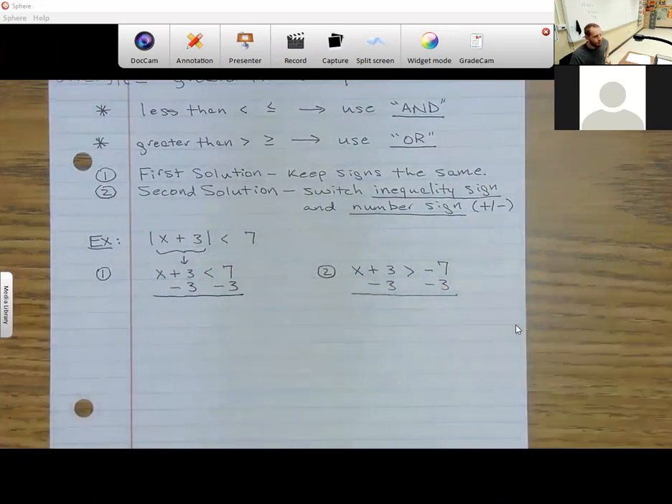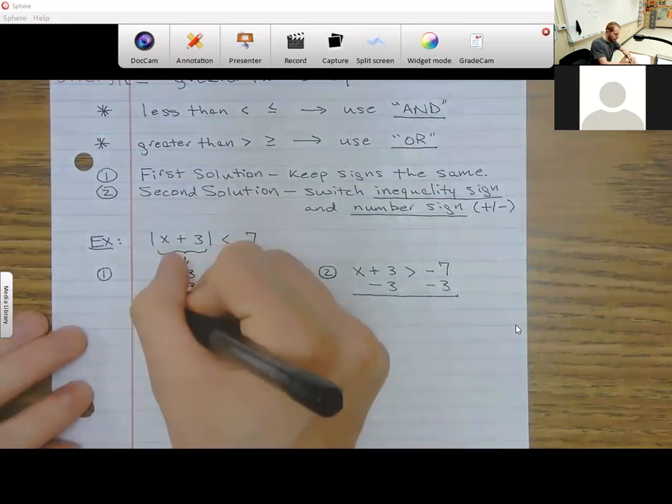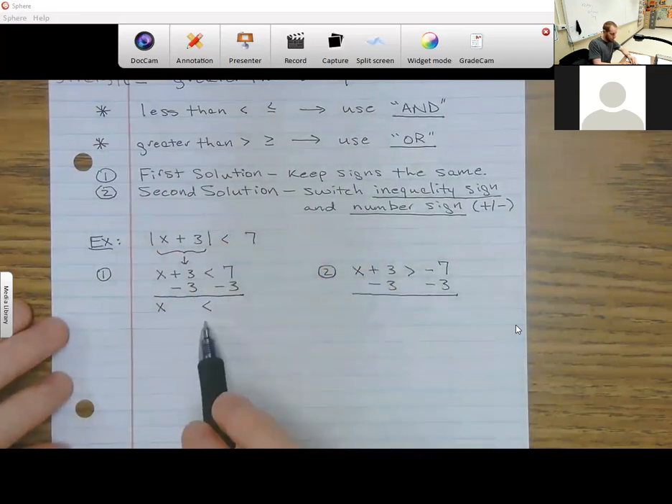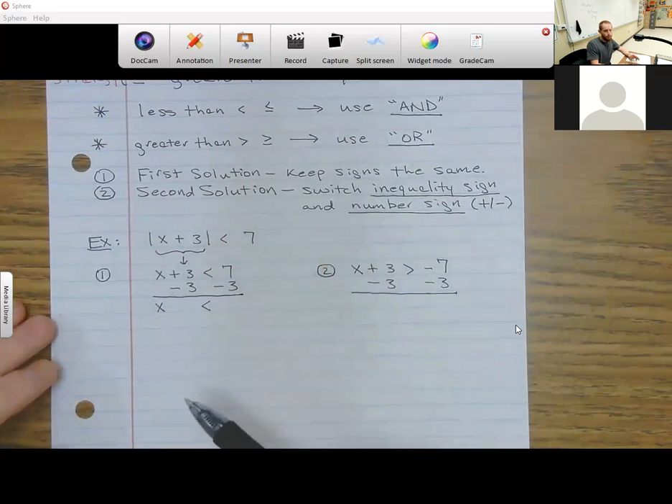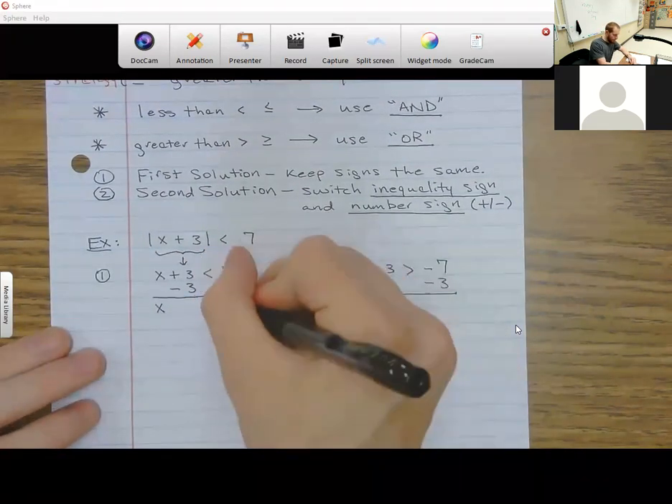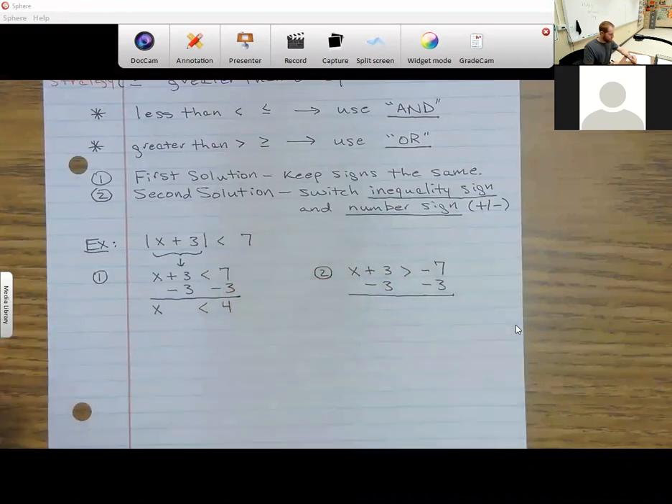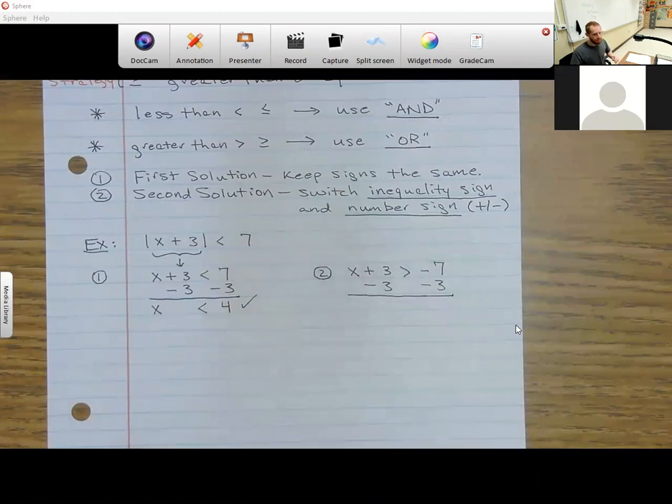Okay, so on the left side, the plus 3 and the negative 3 are going to cancel each other out. So I only have an x. I have my less than symbol. That hasn't changed, right? And then 7 minus 3 is what? 4. So x is less than 4. That's going to be my first solution, okay? X is less than 4.